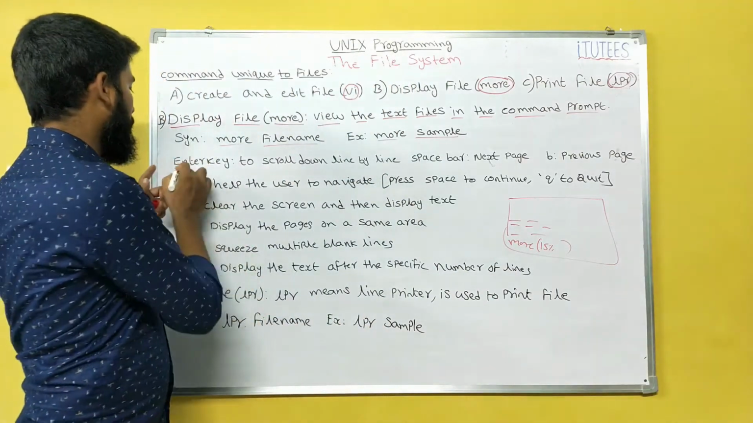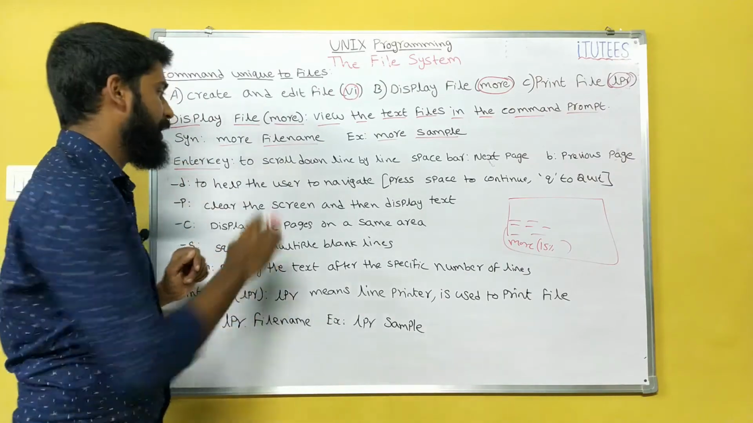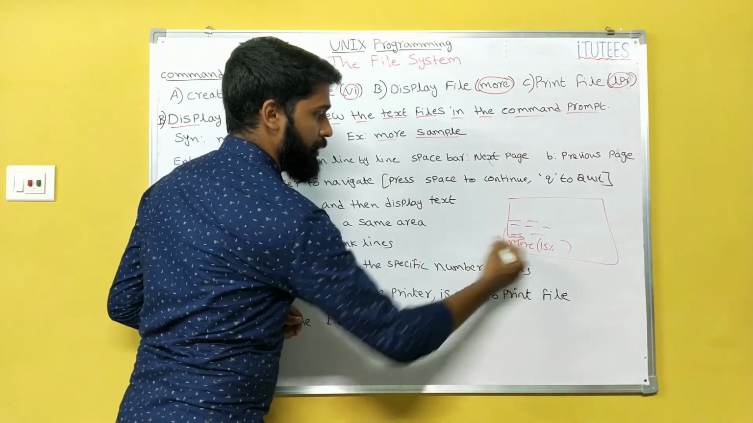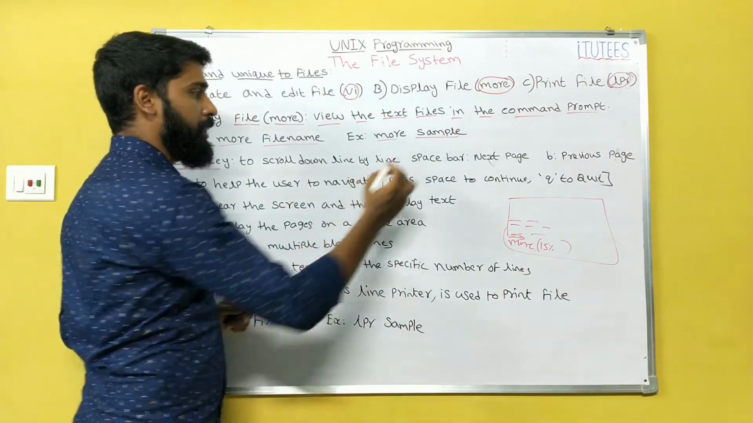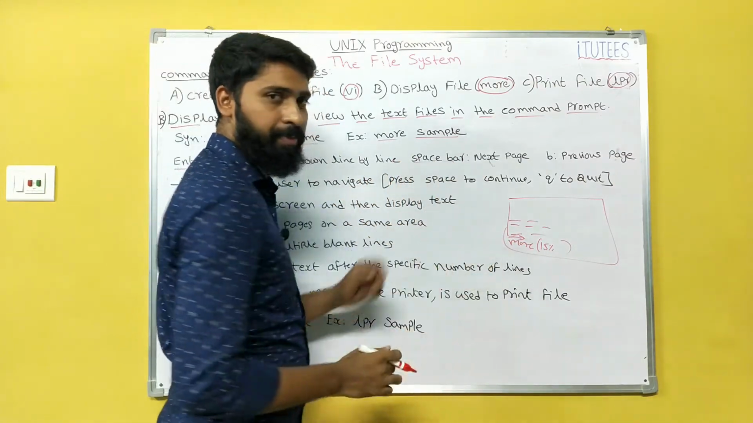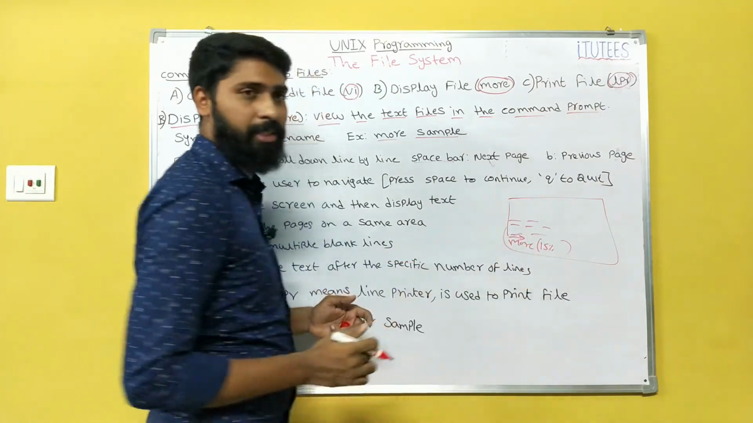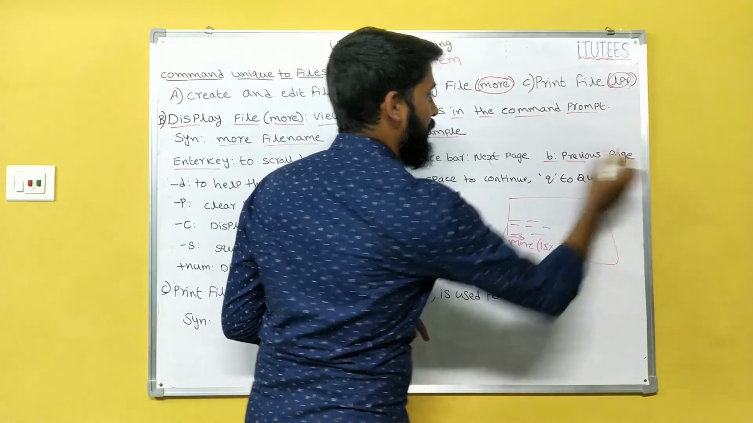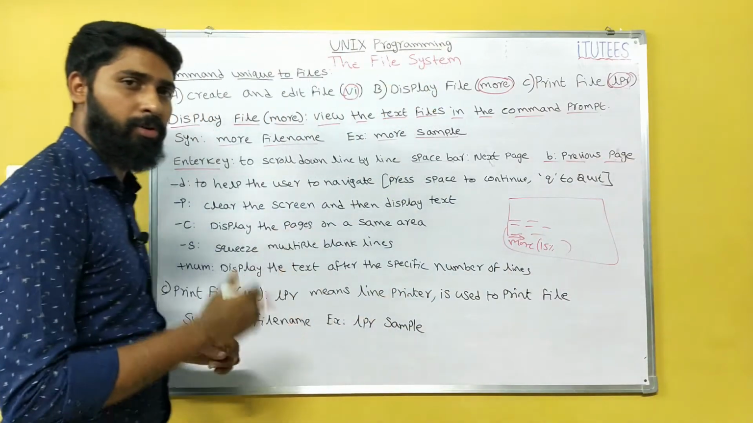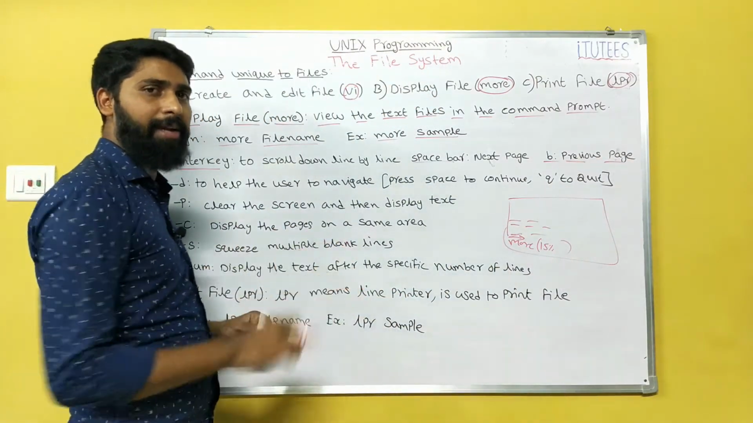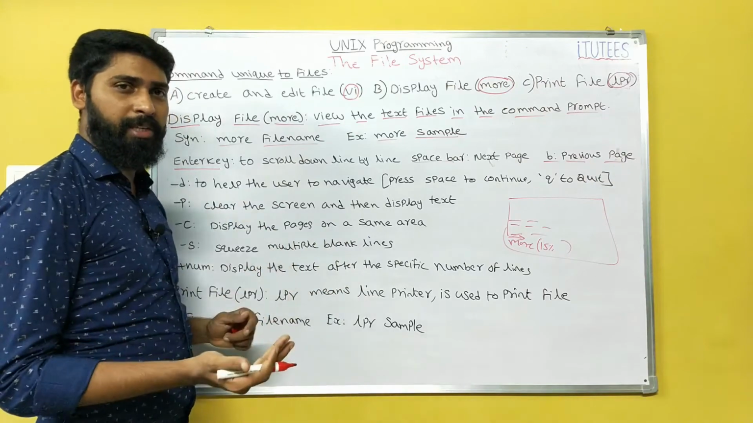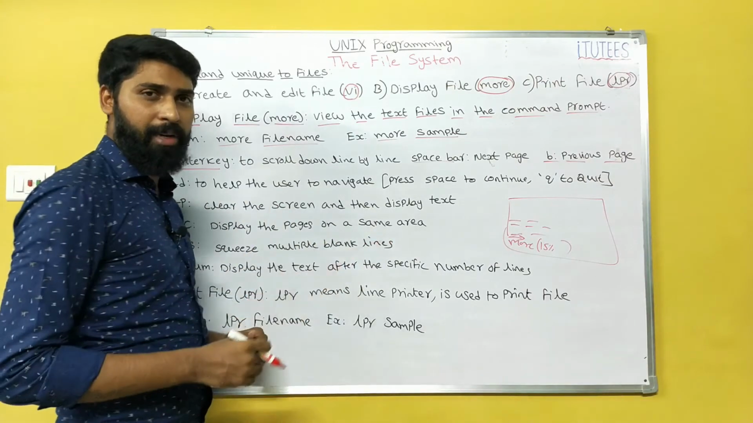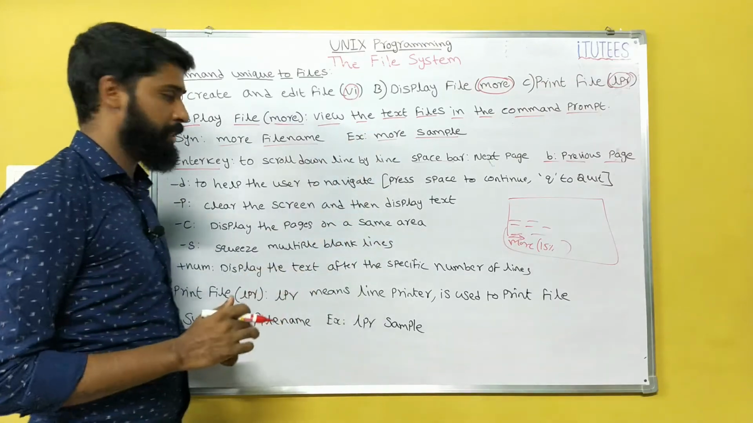If you press the enter key, it scrolls down line by line: one line, then the next displays another line. If you press the space bar, it goes to the next page. If you press b, it displays the previous page. So to go to the next line, press enter; to go to the next page, press space bar; to move to the previous page, press b.